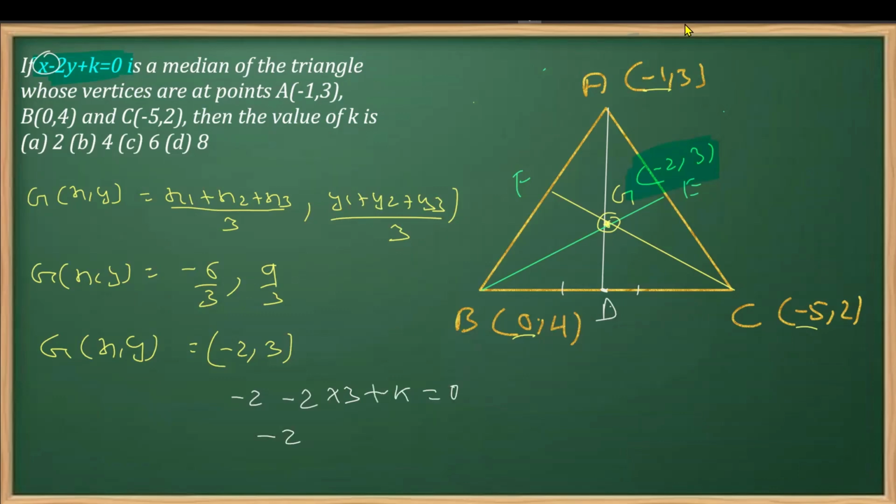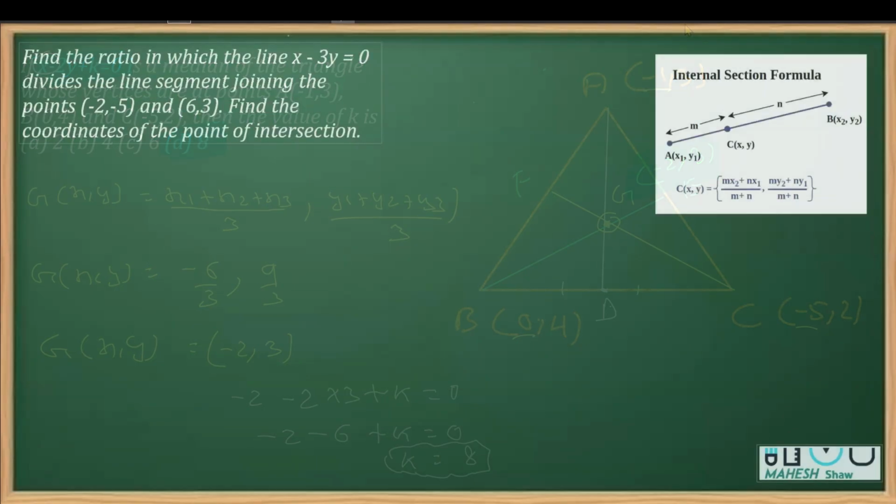So this is -2 times 2, that is -4, hmm, this is -2 and this is -6, plus k equals 0. So we can say that k equals 8. Yes, we got the answer, and we'll say that D is the correct answer in this case.